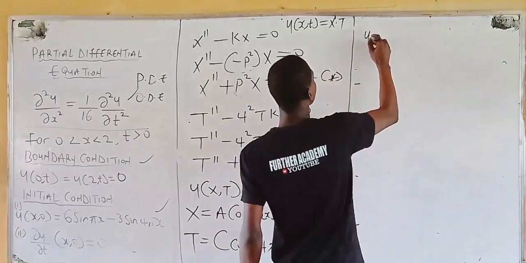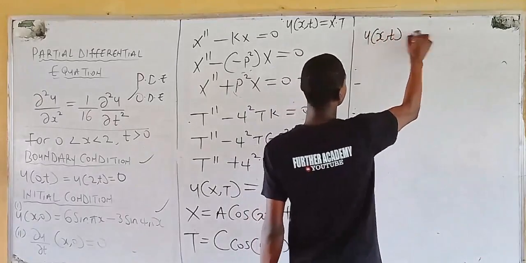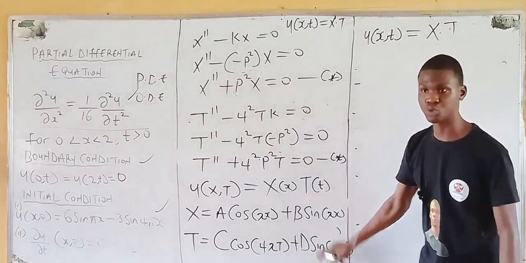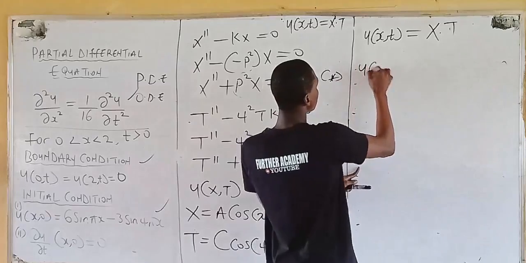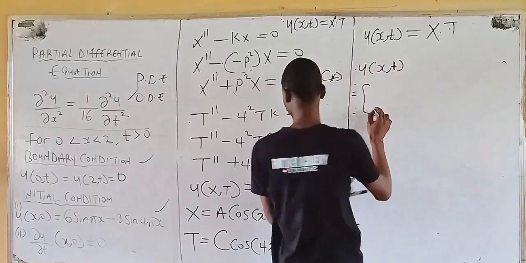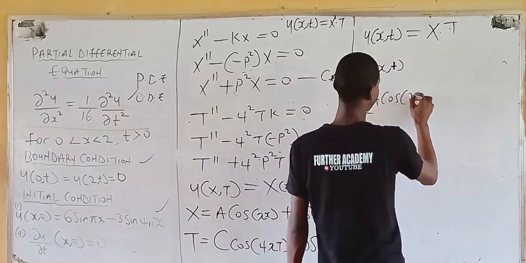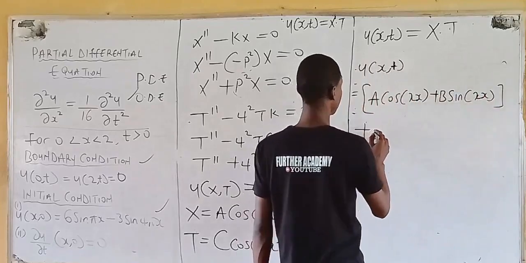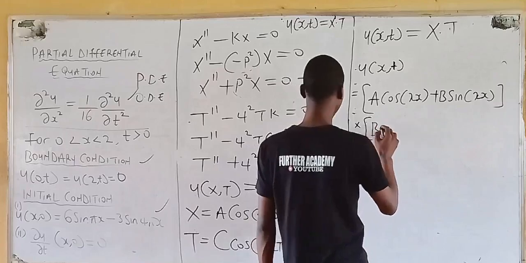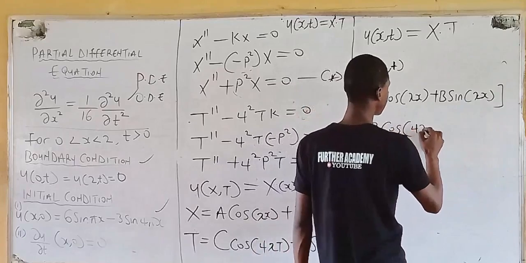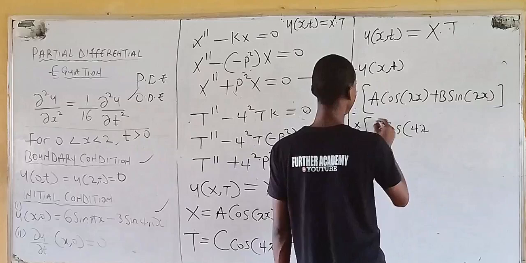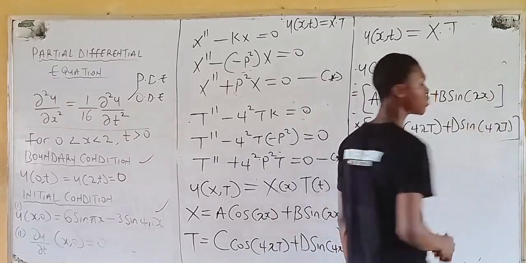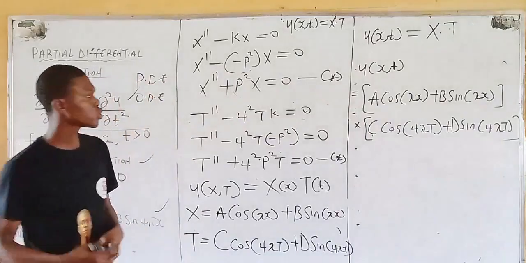Recall that we said u as a function of x comma t is equal to what? X multiplying t. And we've gotten x to be this, right? And we've gotten t to be this. What do we do? Substitute. By the time we substitute, u being a function of x, t is equal to what? All in brackets, a cos lambda x plus b sine lambda x, multiplying c cos 4 lambda t plus d sine 4 lambda t. Close the bracket. Any question? So this is our wave equation.